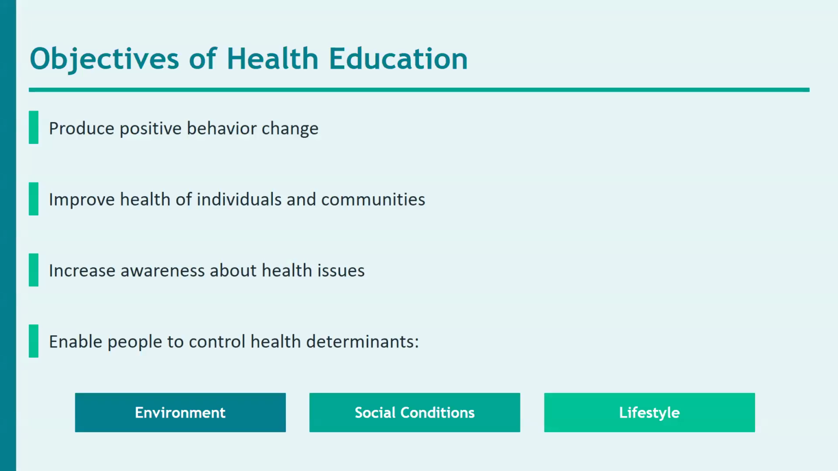Objectives of health education are to produce positive behavior change, to improve health of individuals and communities, to increase awareness about the health issues, to enable people to control the health determinants. Health determinants are the environment, the social conditions, and the lifestyle which are under the control of people.